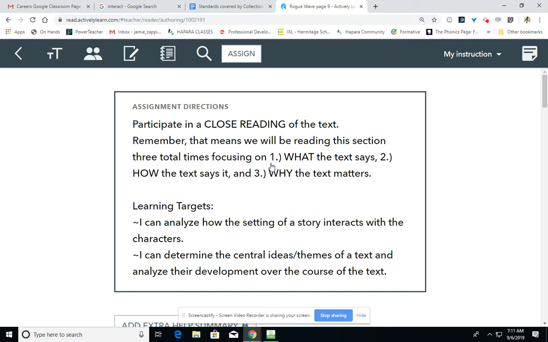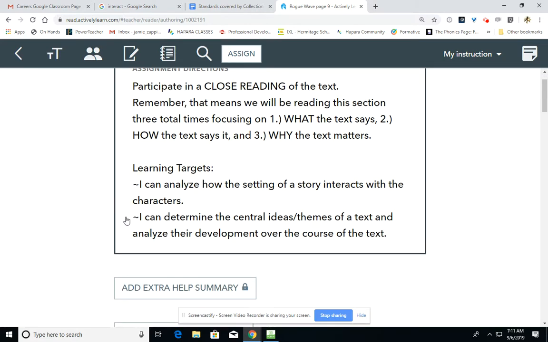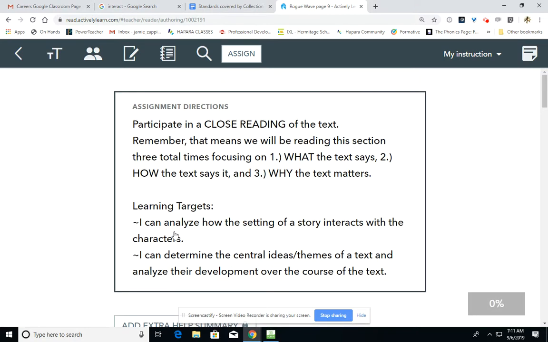So the first reading, we focus on what the text says. The second reading, we focus on how the text says it. And the third reading, we focus on why the text matters. Throughout this activity, we're going to focus on the learning targets of analyzing how the setting of a story interacts with characters and being able to determine a theme and analyze its development over the course of the text.